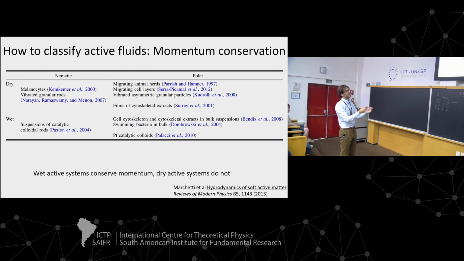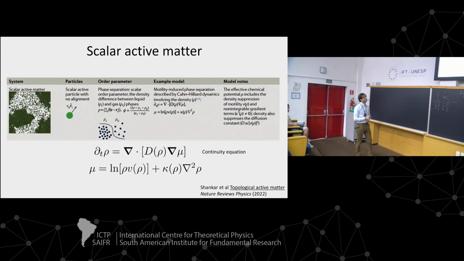So even within this polar active fluid class, you have different subclassifications that are important to consider when you think about which equations of motion to write. In particular, the Toner-Tu equations are the dry polar active matter equations, the simplest dry polar active matter model. If you need to take water into account, you need to have extra equations that describe flow.